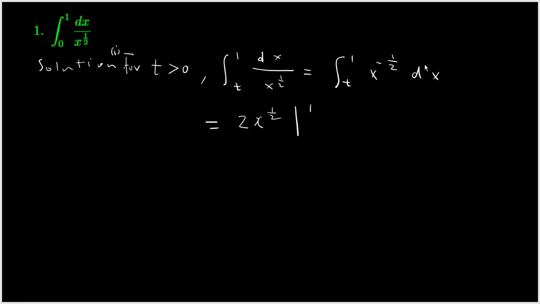You evaluate the antiderivative from t to 1. I think the same thing, you have 2 square root of t, which I just converted from x to the power of 1/2 to square root of x, from 1 to t. I think the answer to that is, you plug in 1, you have 2, right? Square root of 1 is 1. 2 minus 2 square root of t, is that right?